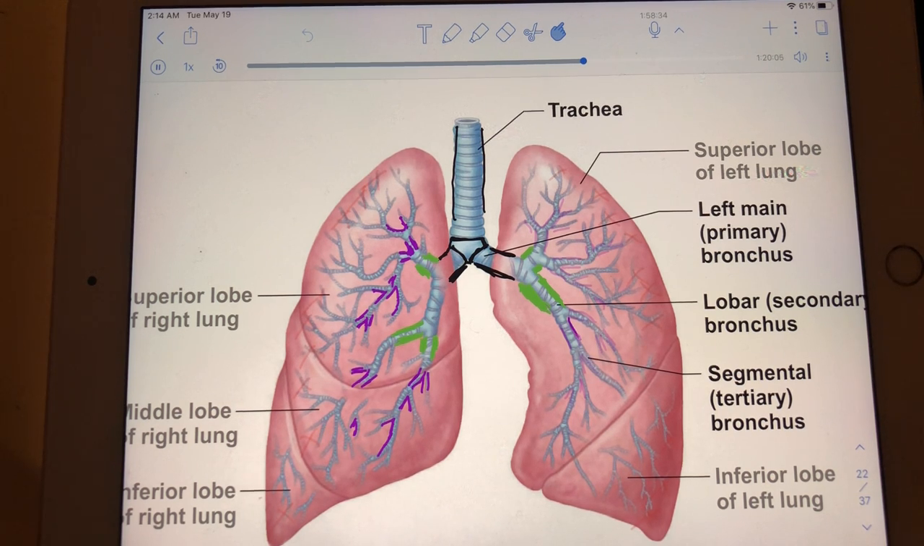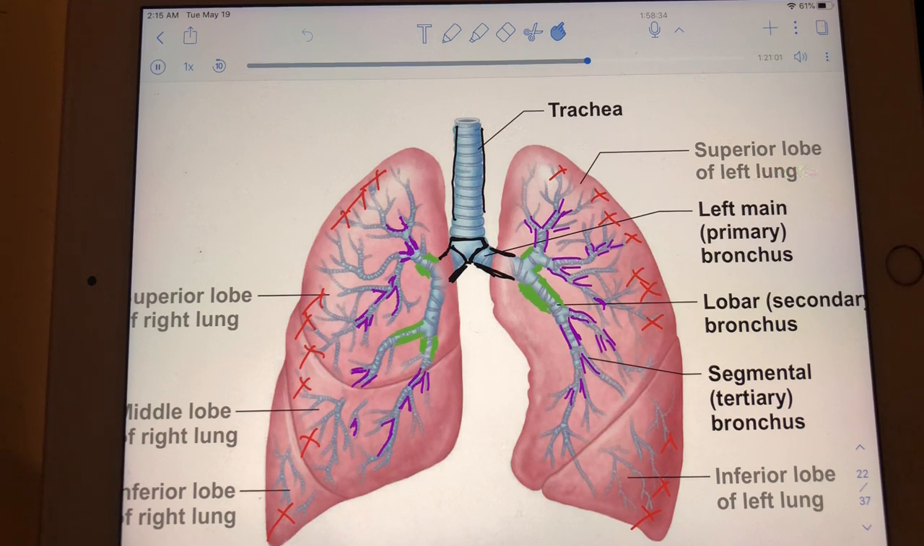Okay. Same thing over here. Tertiary, but also tertiary. Okay. It's not until we really get out to those tips that we're likely to start using the word bronchial. So hopefully that makes a little better sense now that we're looking at a visual application.